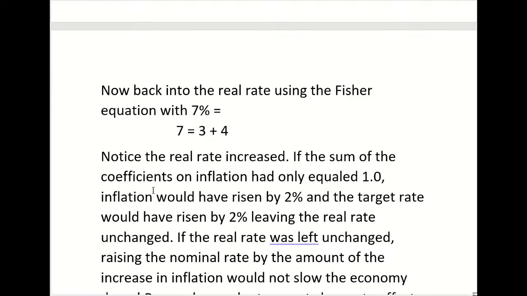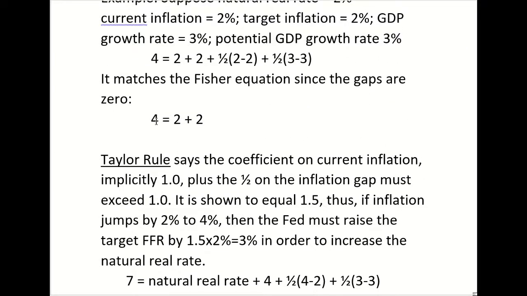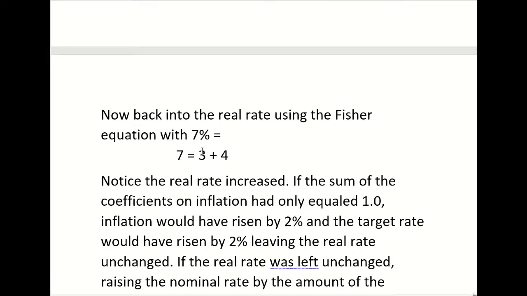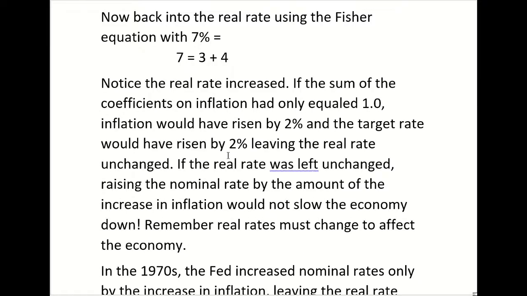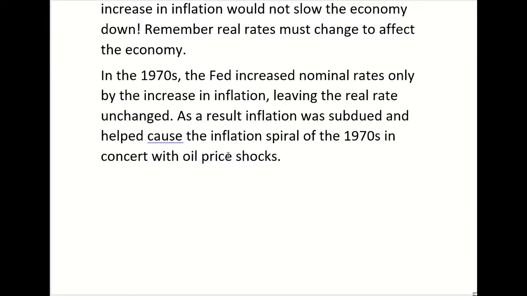Okay. So now in the scenario that I showed you, we end up back at the Fisher equation where the target rate is 7%. Notice it went up from here. We had it at 4%. Inflation rose 2%, and now it's at 7%. And the real rate is 3%, and there's inflation at 4%. So one of the reasons why I'm telling you this is not only is it really important on how the Fed should operate, but we talked in the past about the spiral of inflation in the 1970s in this country. And now we can get a good explanation on why that occurred.